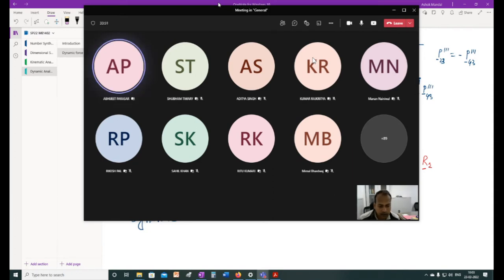So why are we discussing this graphical method? Because through the graphical method you get some insight into how the forces and moments are acting, how they are working. This physical insight is also necessary, so you will get it from this discussion. Tomorrow we will discuss the analytical method. Okay?